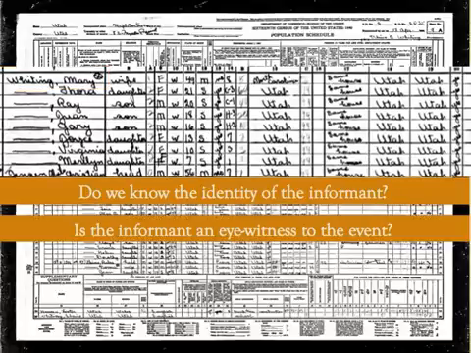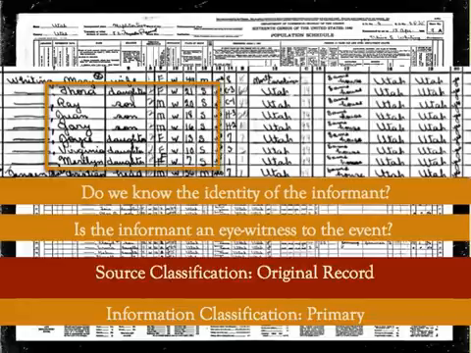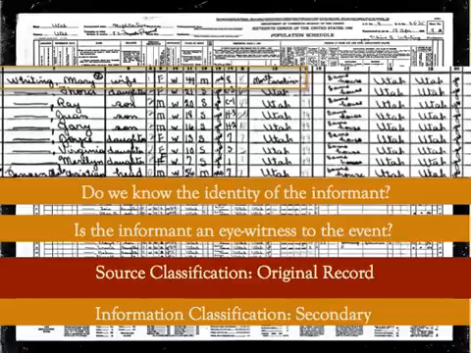Next, is the informant an eyewitness to the event? The information classification can change based on what information we are looking at. If we consider the names and ages of her children, Mary would have been an eyewitness to the birth and naming of her children, so we could classify this as primary information. Remember that we also keep our source classification of this being an original record.